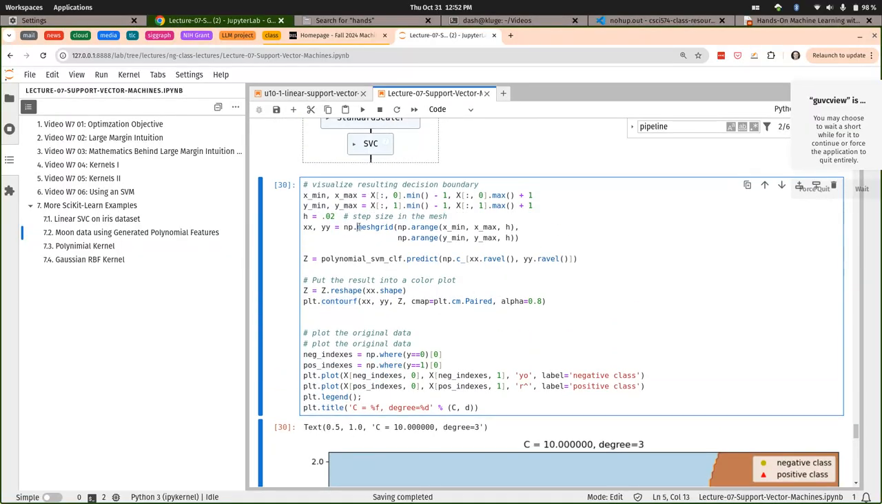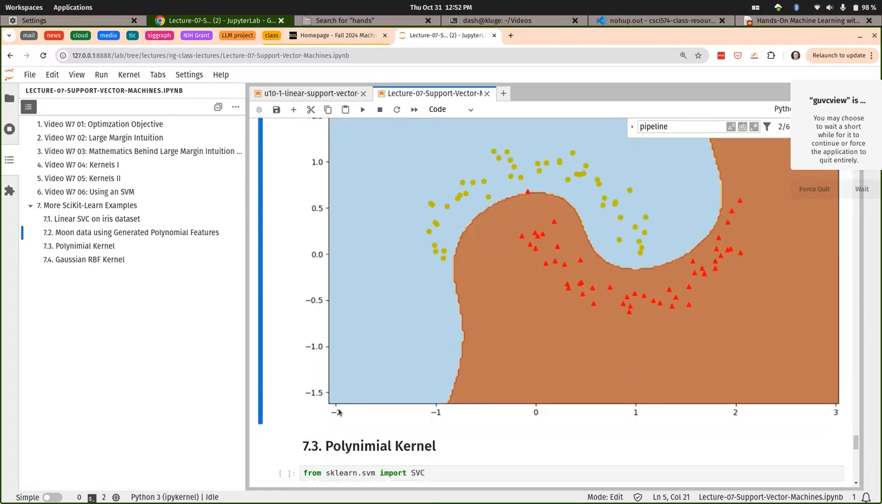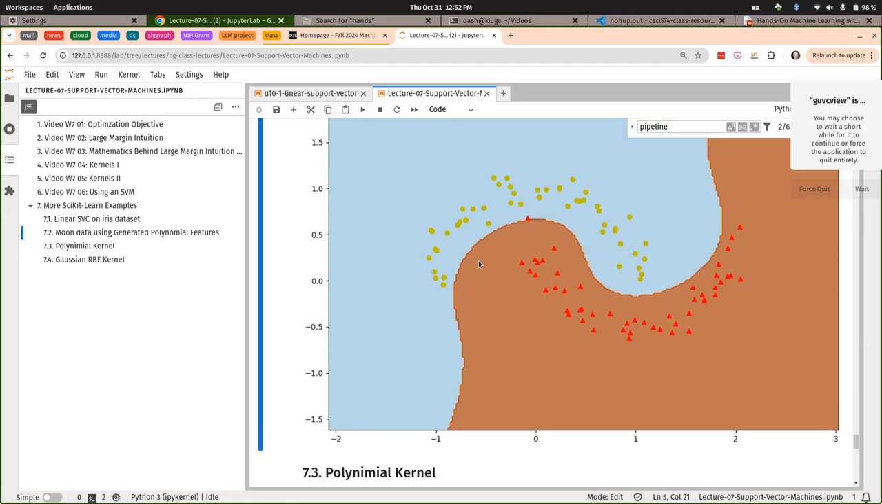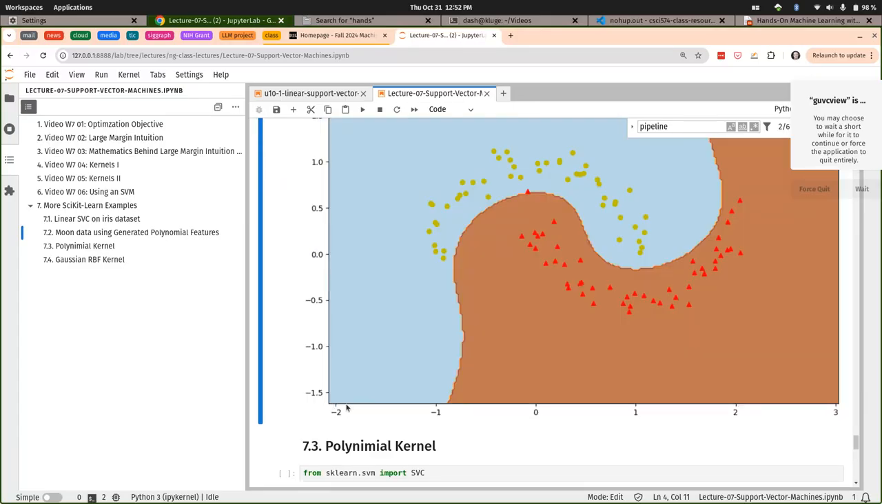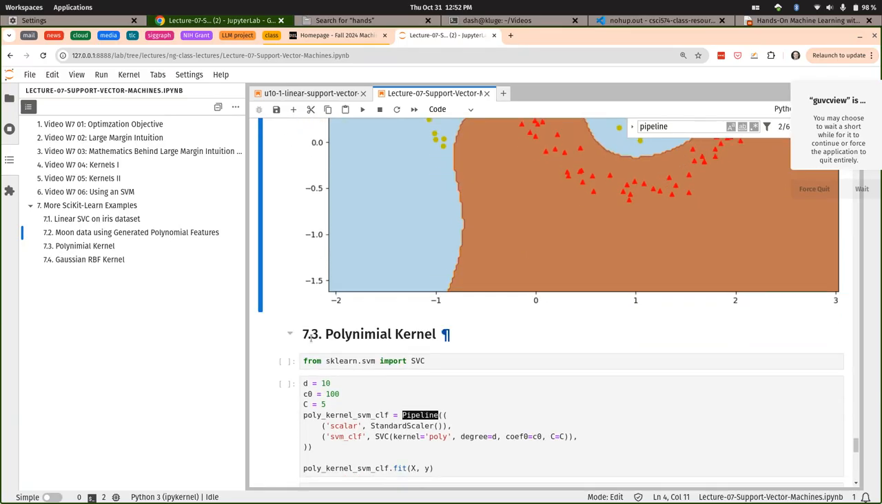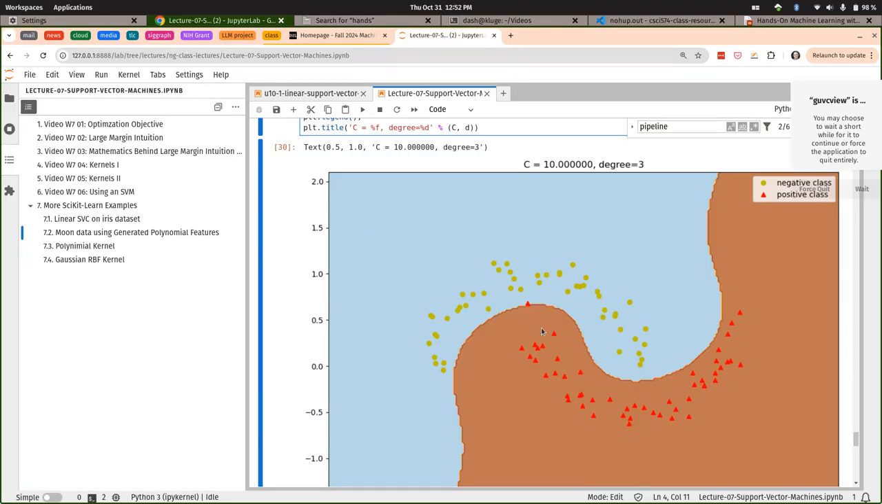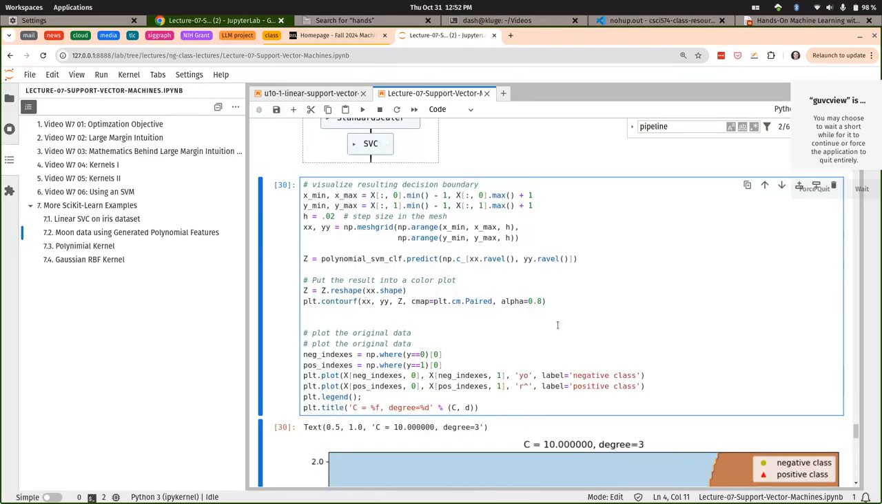You can pretty much use this as boilerplate, but this meshgrid function will create a bunch of different combinations. In this case, we're using a step size of 0.02 in this example, so that means every 0.02 from negative 2 to 3, and every 0.02 from negative 1.5 to 2 is covered on the grid here.